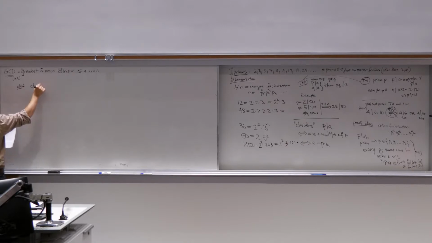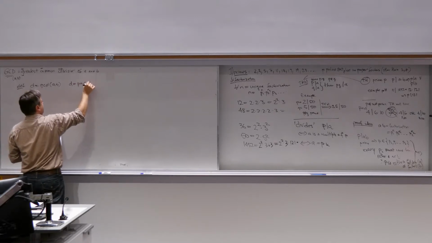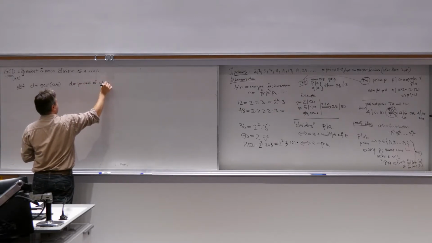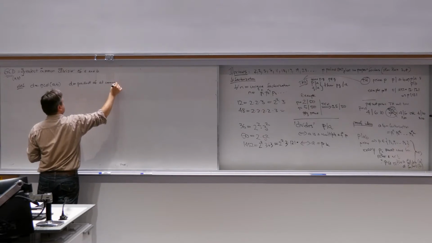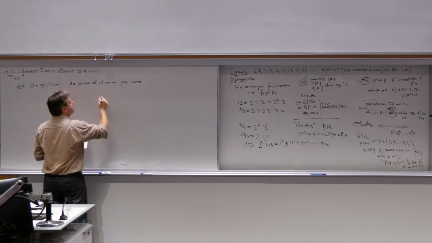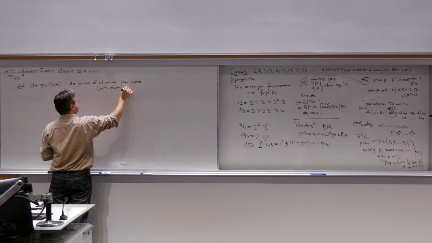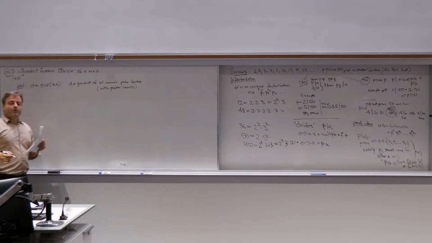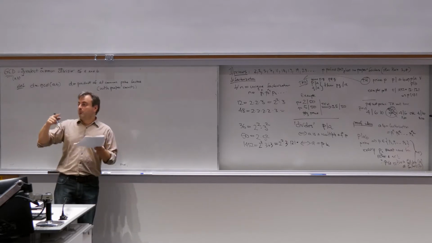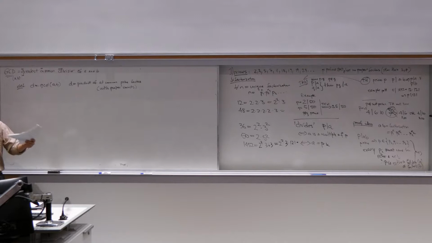If D is the GCD of A and B, that means D is the product of all common prime factors with proper counts. So a prime might be common more than once. If it's common twice or three times, I have to include it twice or three times in the GCD.